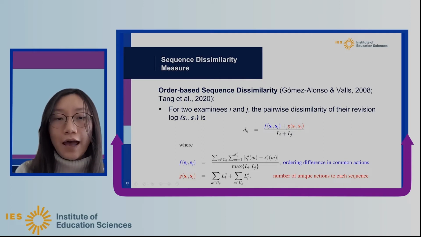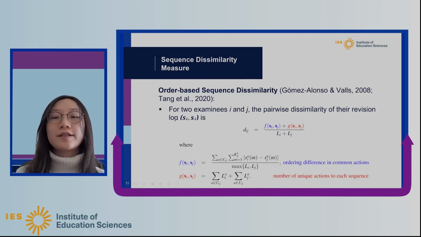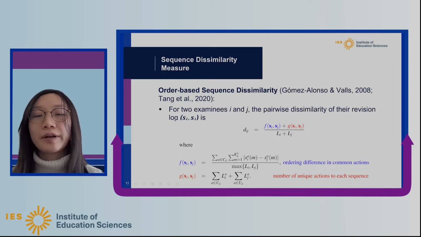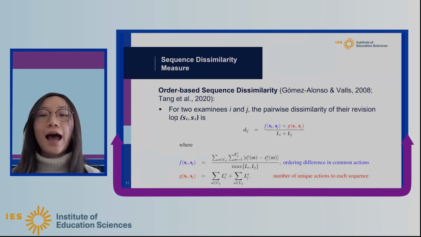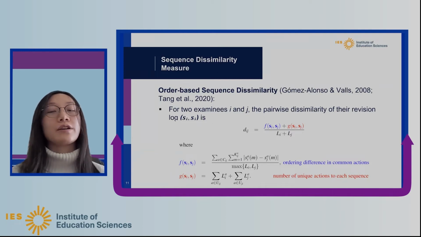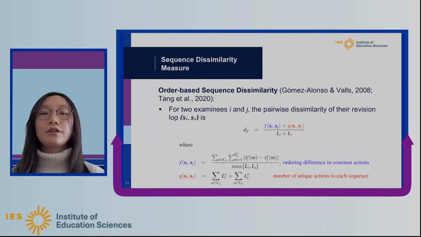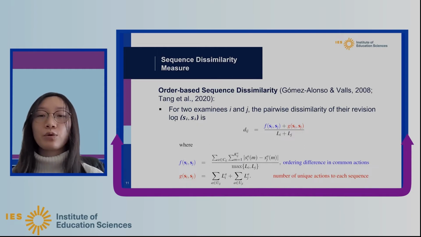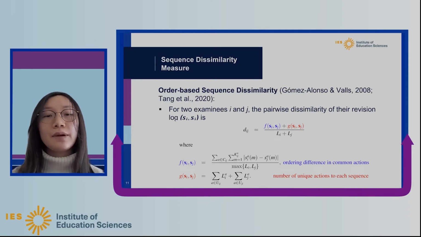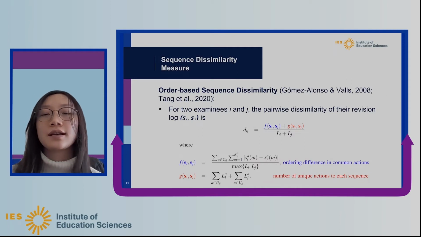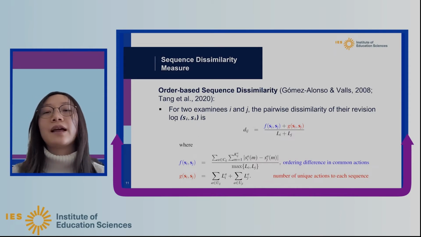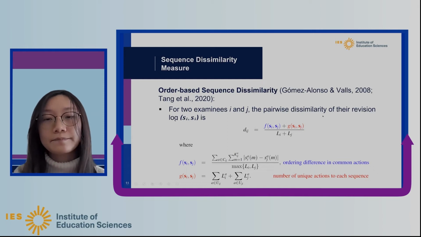The blue part, F, represents the differences in the ordering of common actions. In other words, for two examinees, if they both have a common action of, say, choose wrong, we're going to look at what is the difference in the temporal ordering of this particular common action in these two individual sequences. If they are the same, then this doesn't take into account the difference. If they're different, then the dissimilarity measure is going to increase.